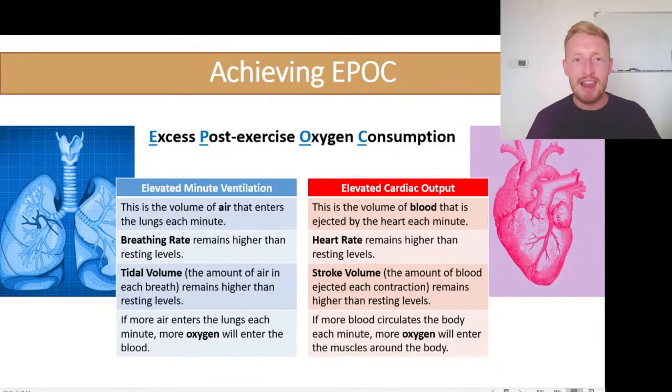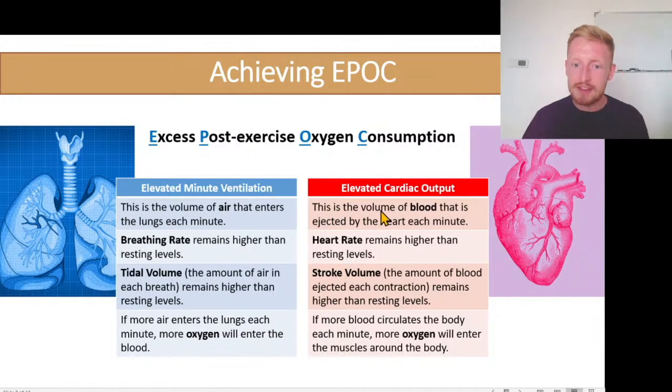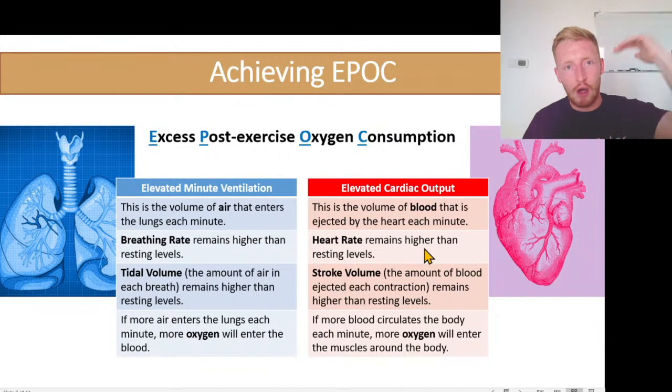Second, we have the elevated cardiac output, or Q, as it's also written in the formula. But like we know, this is the volume of blood that is ejected by the heart each minute. How do we achieve that? We keep heart rate high.